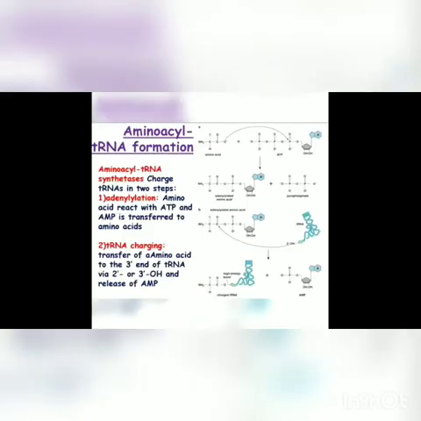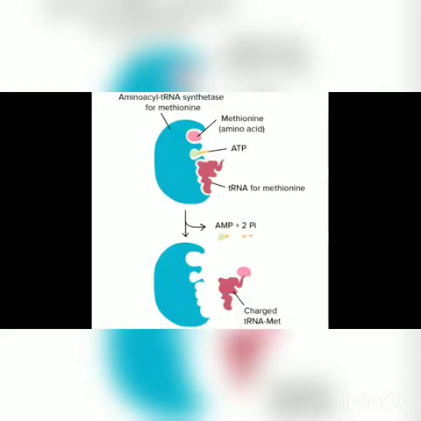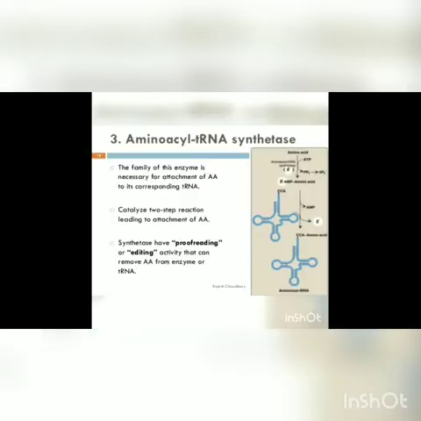This aminoacylation is catalyzed by an enzyme called aminoacyl tRNA synthetase. This is an exothermic reaction. That means it gives out heat and it's associated with ATP hydrolysis. Breakdown of ATP takes place. 20 different aminoacyl tRNA synthetases are known.